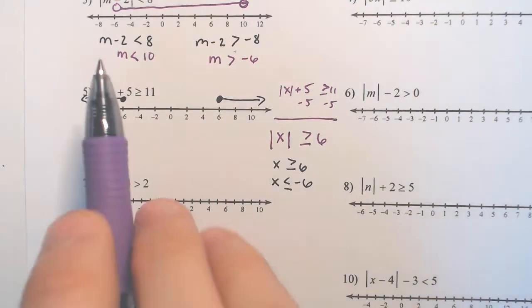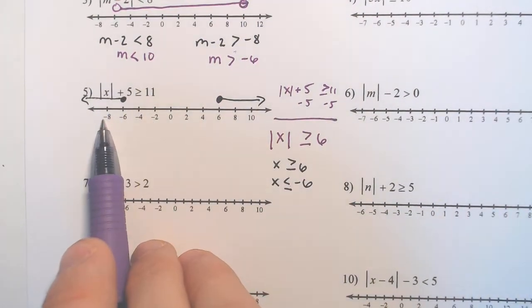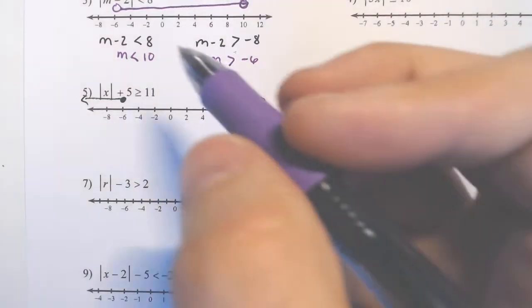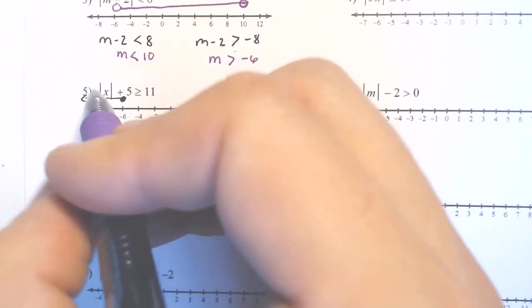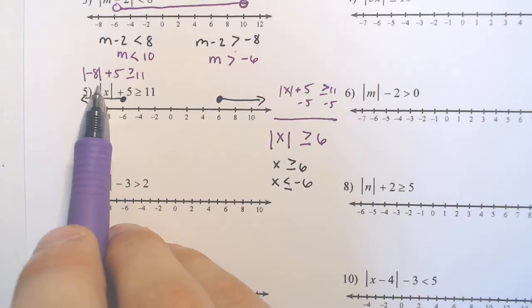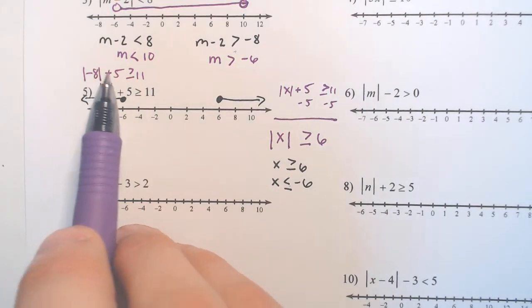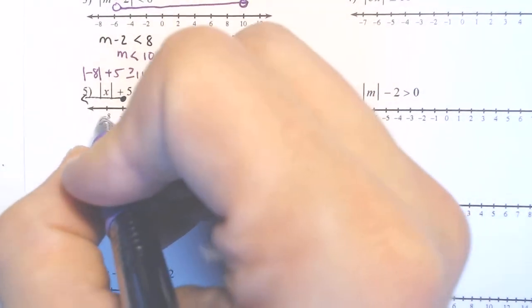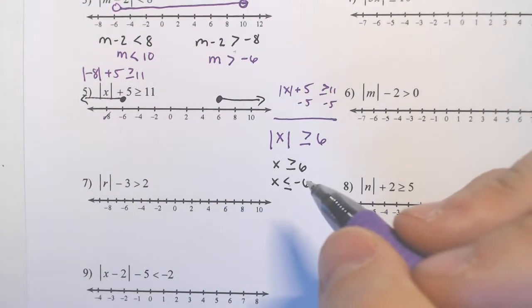Well, here I need to plug in two different numbers. I need to plug in a -8 maybe, and maybe like a 10 or something like that to see if it works out. So if I plugged in a -8, what is -8 absolute value plus 5? Is that greater than or equal to 11? Well, -8 absolute value, that is 8. 8 plus 5 is 13. 13 is bigger than 11. It worked out. Check.